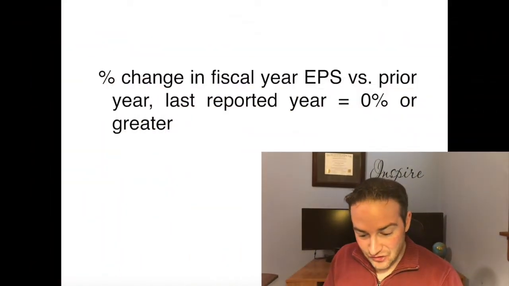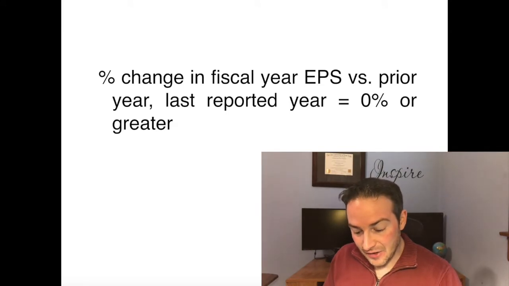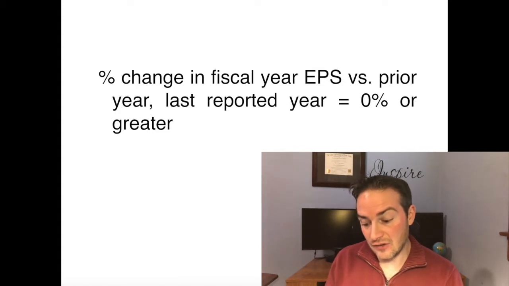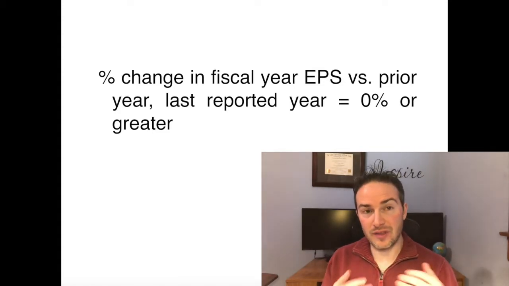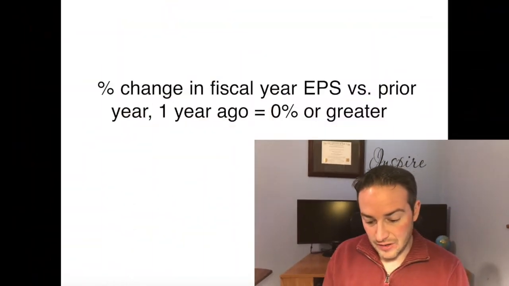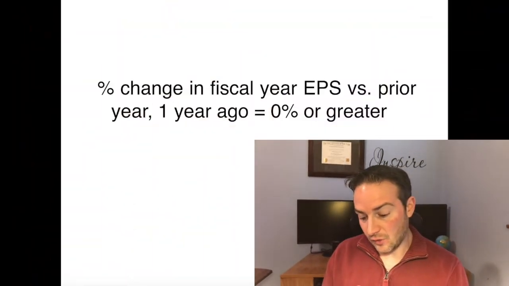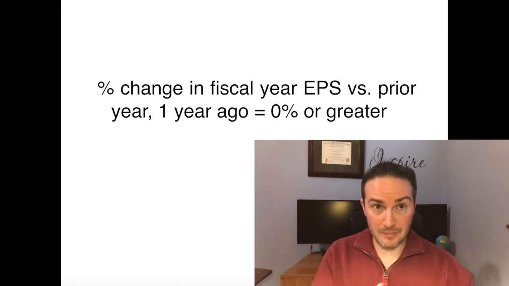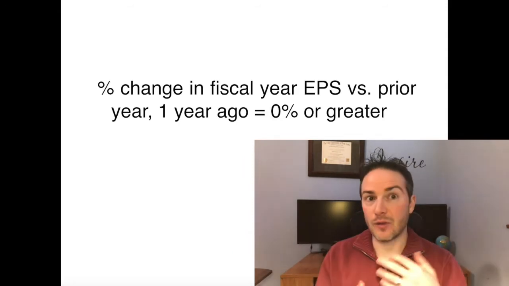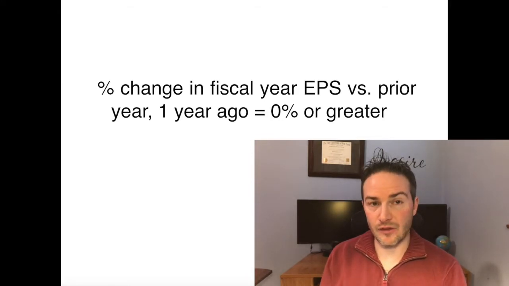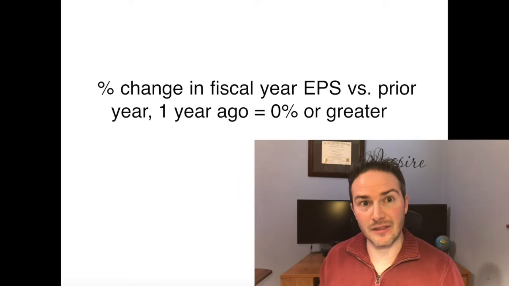Number two, percentage change in fiscal year EPS versus the prior year last reported, and we want to see percentage change that's greater than 0. So this is going to again show that annual growth. Next up, percentage change in fiscal year EPS prior year versus 1 year ago is also greater than 0. So we're looking at over time, is earnings growing? A lot of these have to do with earnings, and we want earnings to be extremely strong. When we're looking for growth, it just makes sense.